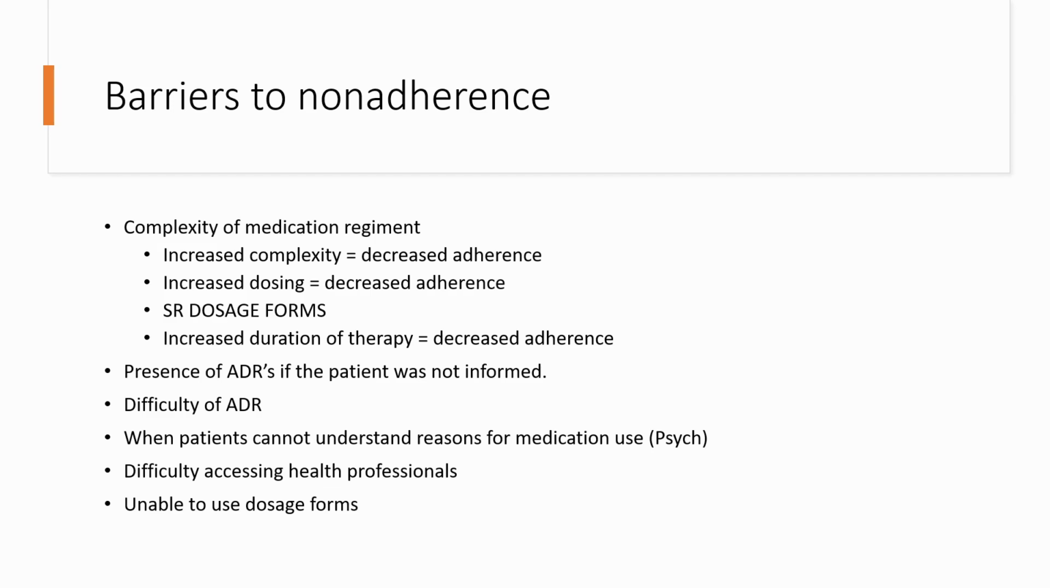Next is difficulty of ADR. Take for example a very uncomfortable adverse drug reaction. Take for example, it leads to nausea and vomiting. No one wants to feel nauseous and no one wants to vomit. That is why the more harsh the ADR is, the more difficult it is to establish adherence. Take for example, erythromycin. Erythromycin has a very low adherence rate because of its very unpleasant ADR.